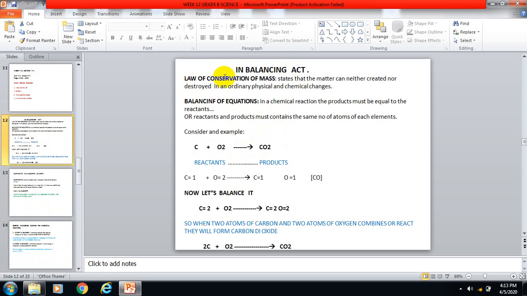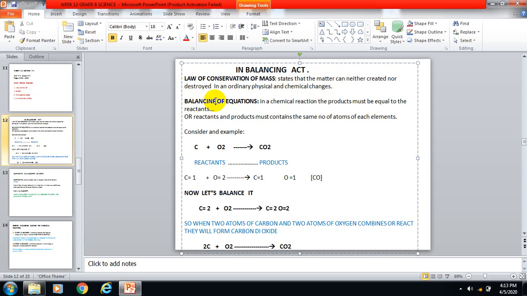First of all, in the balancing act chapter, we will study the law of conservation of mass, which states that matter can neither be created nor destroyed in ordinary physical and chemical changes. The states of matter, liquid, gas and solid, cannot be created nor destroyed in an ordinary physical or chemical change. They need specific physical and chemical conditions in order to bring about a change in the matter states.